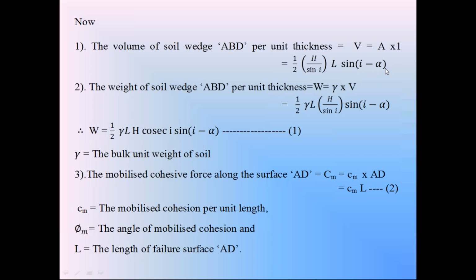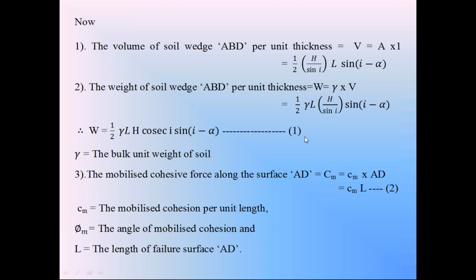From the graph sheet, you know this h value, you know this L value, you know the i value and alpha value. All are known in the graph sheet. So you can calculate this volume V from the graph sheet. Then you know this bulk unit weight gamma from the field observation. So the weight of the soil wedge W is equal to half into gamma L h by sine i into sine of i minus alpha. Gamma is known from the field observations, h, L, i and alpha are known from the graph. So you can calculate the weight of this soil wedge ABD.